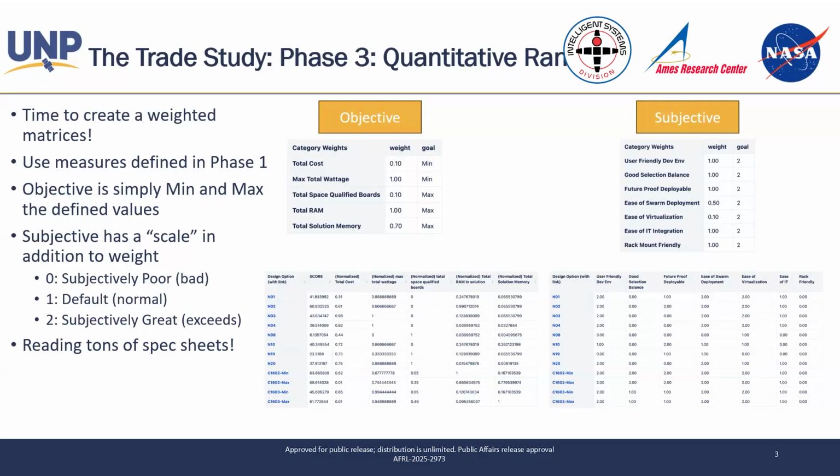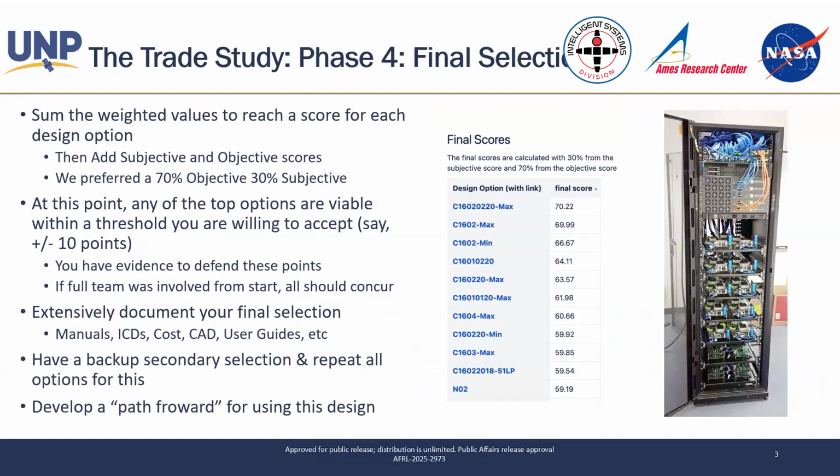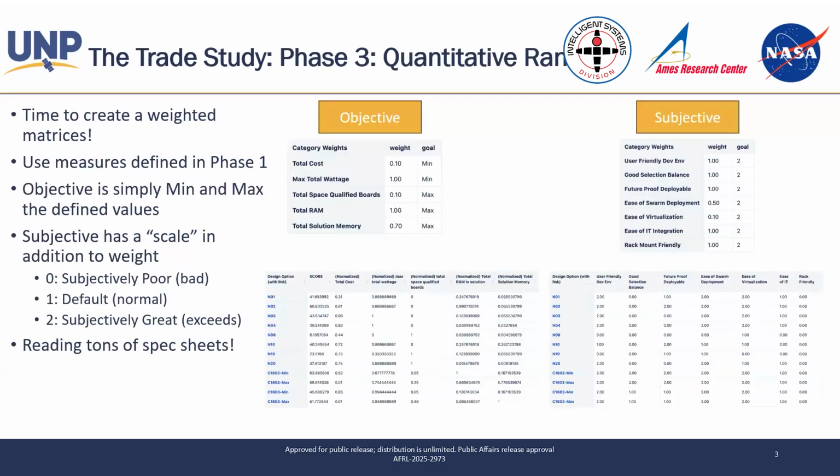And this phase of your trade study just consists of reading a bunch of spec sheets and getting quotes from suppliers, things like that. And then at some point, when you sum up all these values, you'll get your scores. So we use a 70% objective, 30% subjective measurement. So in that case, we're weighing towards the objective, obviously, but it's up to you to decide how much you want to use. You could just use objective if you wanted.